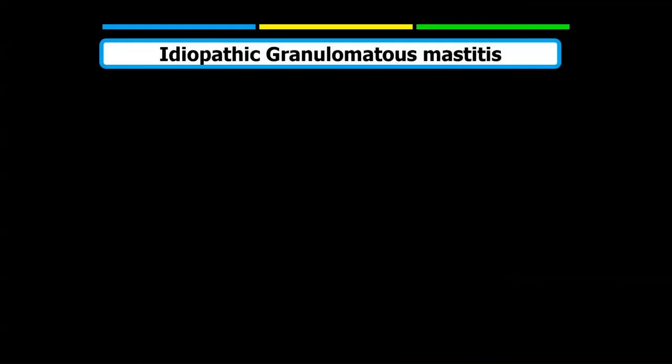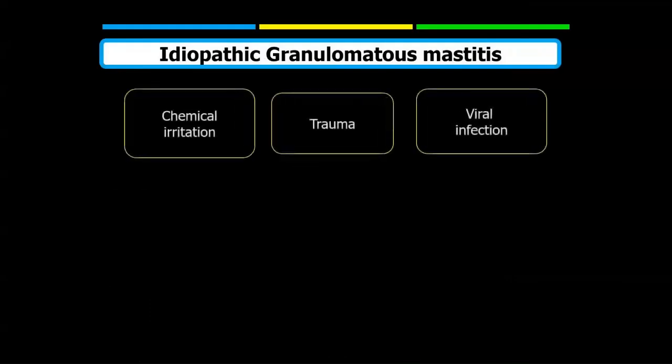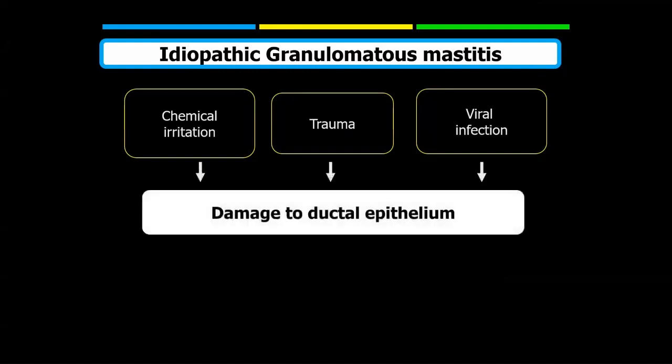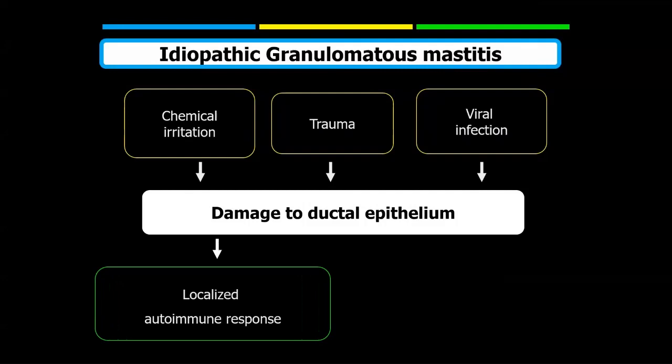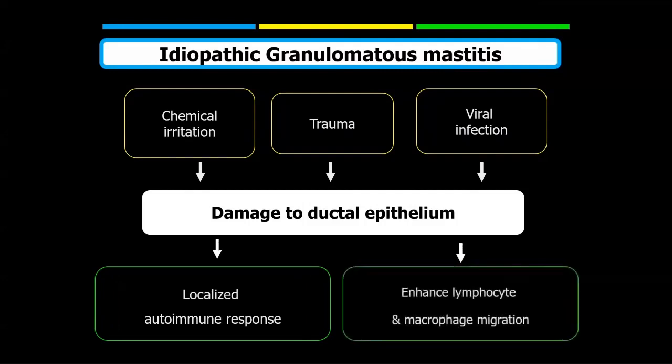The second form is the idiopathic granulomatous mastitis, and it usually occurs either due to chemical irritation, trauma, or viral infection. The etiology is unknown in granulomatous mastitis. But whatever the etiology is, the end result is that there is damage to the ductal epithelium, and this stimulates a localized autoimmune response, and it enhances lymphocyte and macrophage migration to the breast.